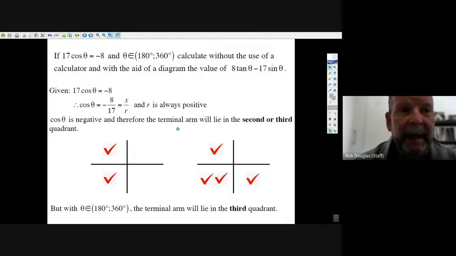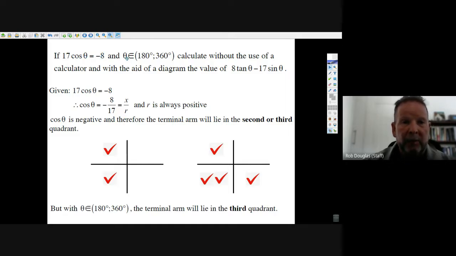Okay, we're doing examples of this Pythagorean trigonometry, and pretty typical of what ones end up on the exam. So let's just take a look at this one. You're given that 17 cos theta equals -8, and you're told that theta is an element of 180 to 360 degrees, between 180 and 360 degrees. Calculate without the use of a calculator and with the aid of a diagram the value of 8 tangent theta minus 17 sine theta. Okay, so this is what you do.